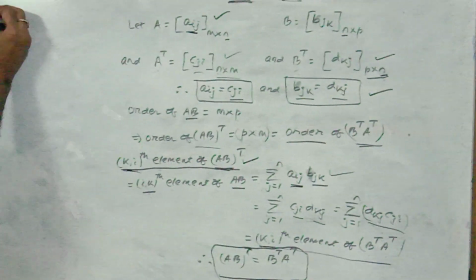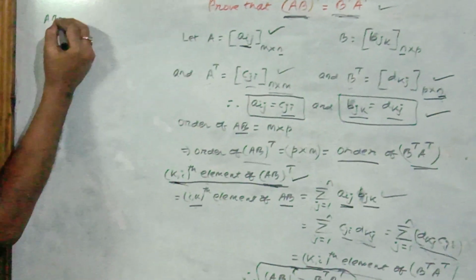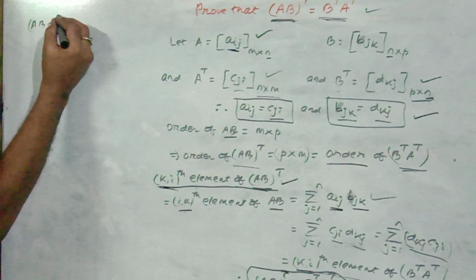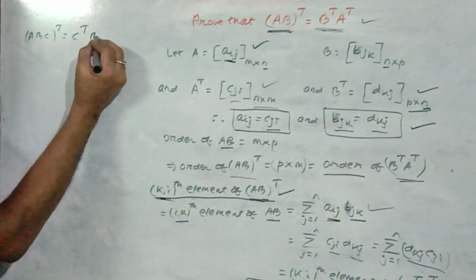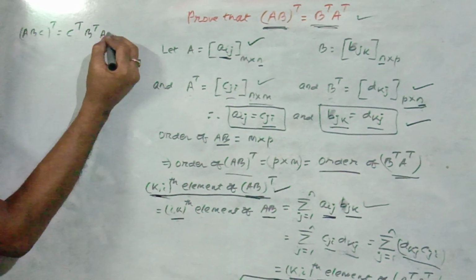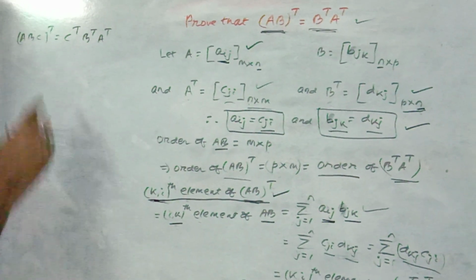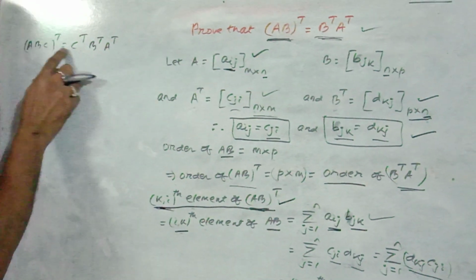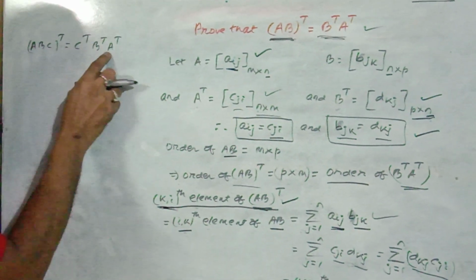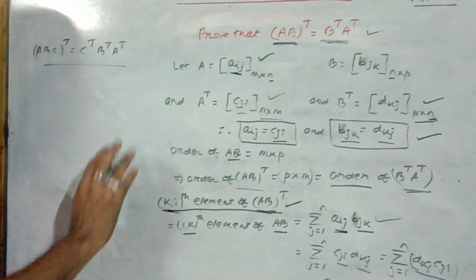Similarly, if I ask you what is the value of (ABC) whole transpose, that is equal to C transpose into B transpose into A transpose. Always remember that (ABC) whole transpose is equal to C transpose into B transpose into A transpose. That's all.